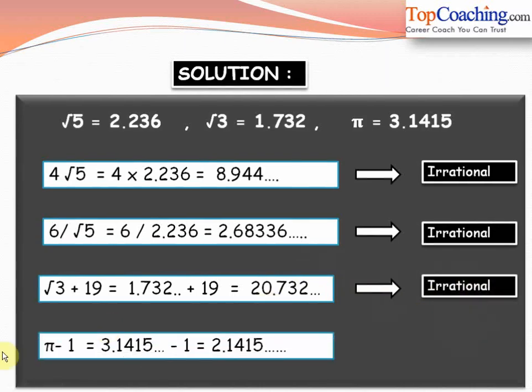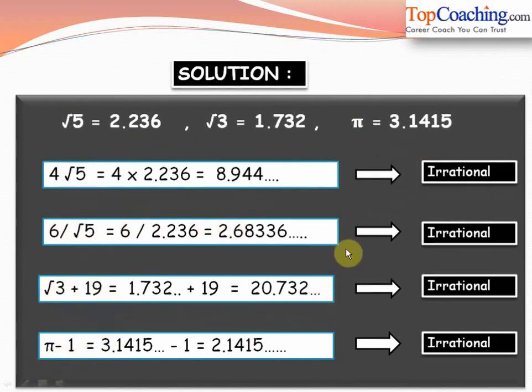And finally the fourth number is pi minus 1. The value of pi is 3.1415 and so on. Therefore we use this value to get the answer as 2.1415 and it goes on continuously. Therefore this is also a non-terminating and a non-recurring decimal. Thus this is also an irrational number. So all the 4 numbers, that is 4 root 5, 6 pi root 5, root 3 plus 19 and pi minus 1 are irrational numbers.